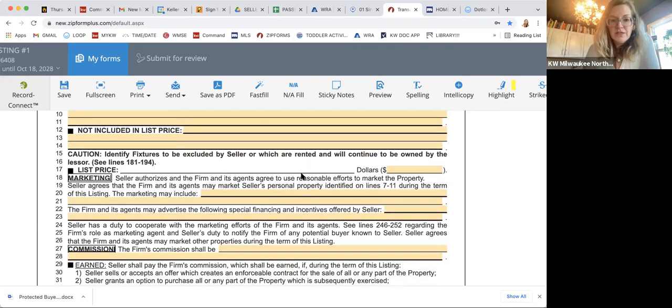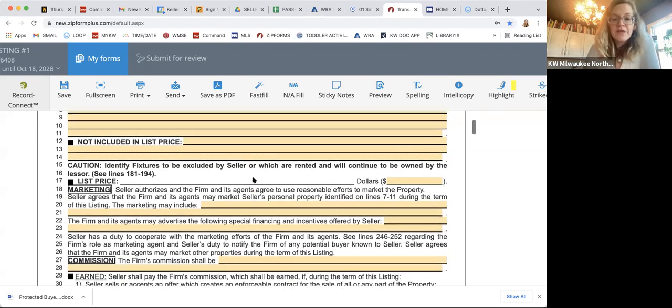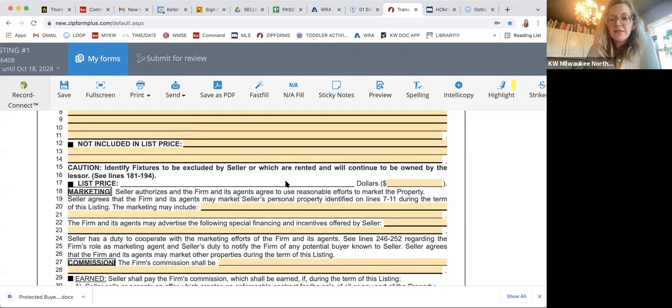There's a caution for the seller here. Identify fixtures to be excluded by seller or which are rented and will continue to be owned by the lessor. So fixtures, unless otherwise stated here, are automatically included. So shelving that is affixed to the wall is considered a fixture, and that would stay with the home.